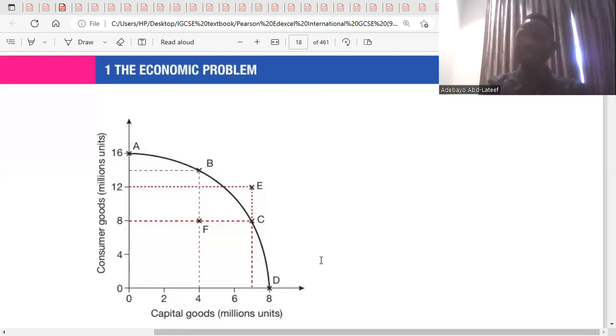Any question about that? So that means at points A, B, C, D resources are fully utilized. At point F, resources are not fully utilized. At point E, the economy cannot produce because it is outside the PPC curve. So that is the explanation of the production possibility curve. Any question about it? Is it clear, please? Yes. Okay.